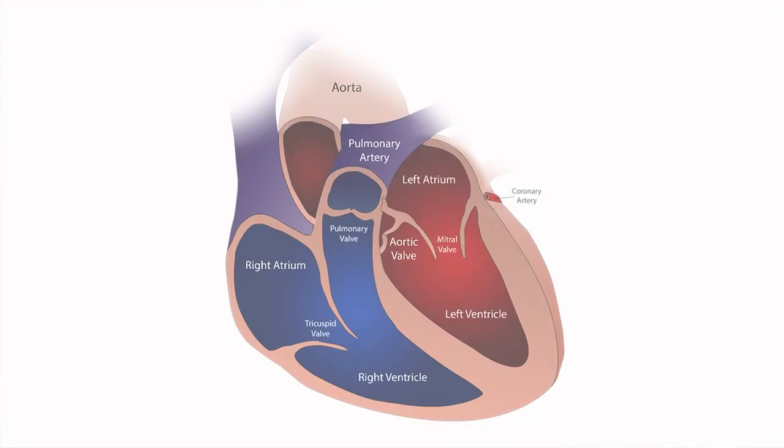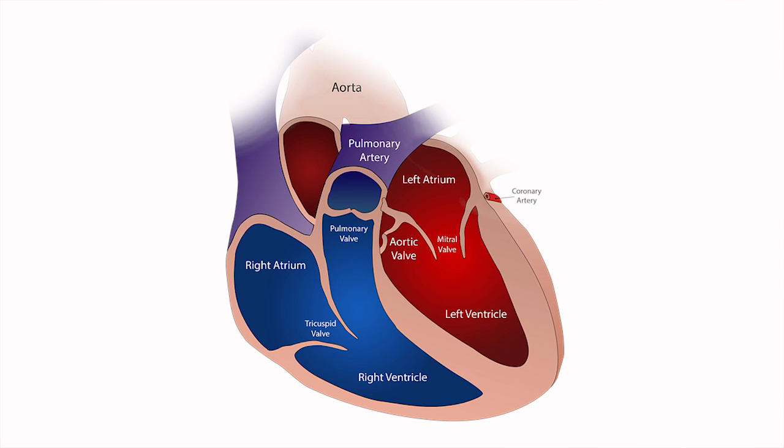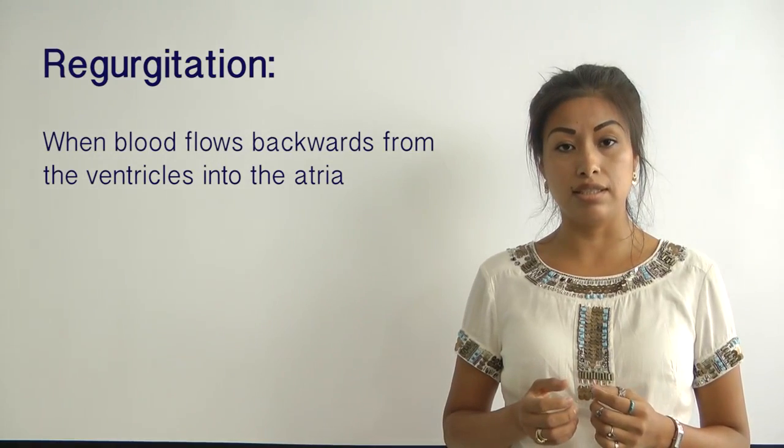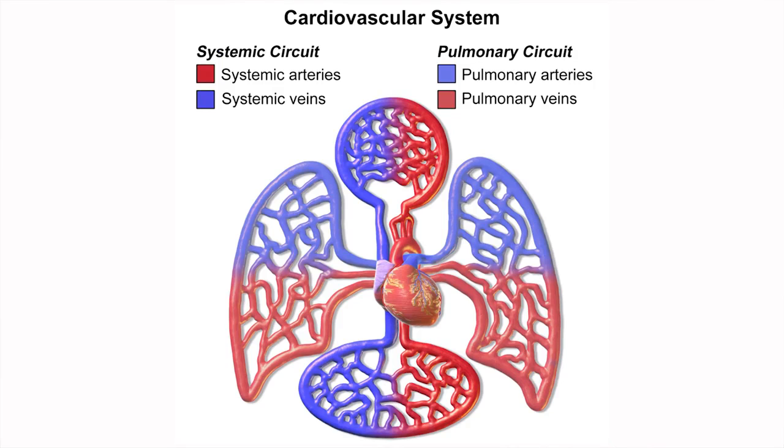The heart is made up of 4 chambers. The upper part has 2 atria, the left and the right, which collect blood from the veins. The atria are separated from the 2 lower chambers, the ventricles, by valves. The valves are important because they stop any blood flowing backwards into the atria when the ventricles contract. This is called regurgitation. It is the job of the ventricles to eject the blood from the heart into the blood vessel network.